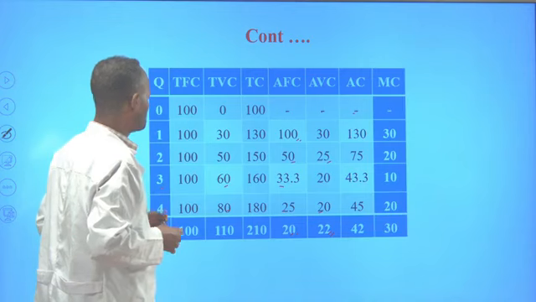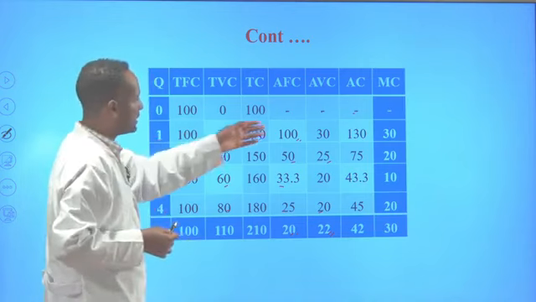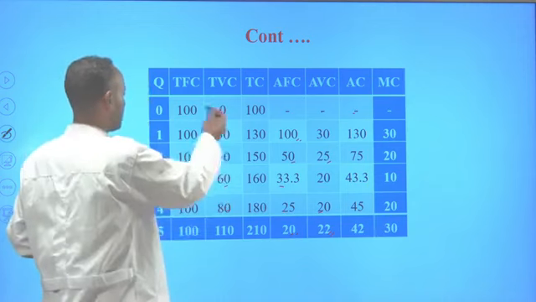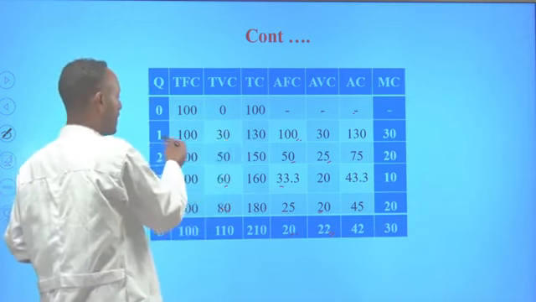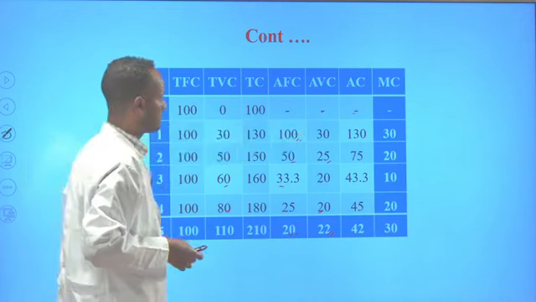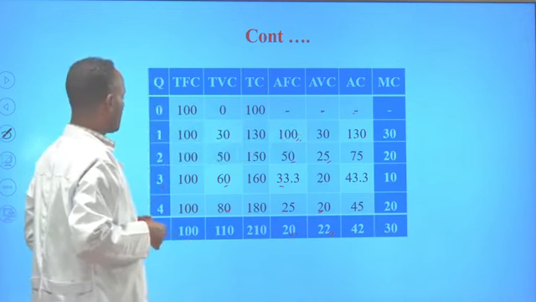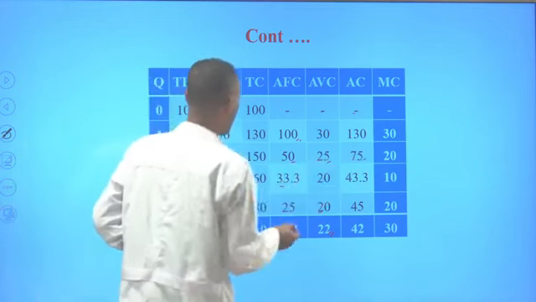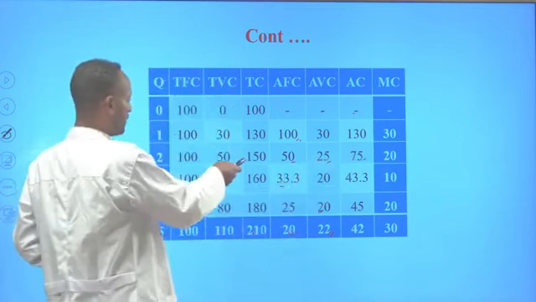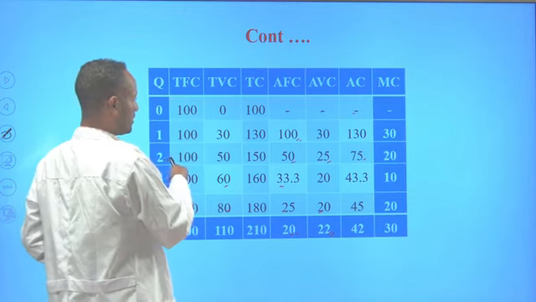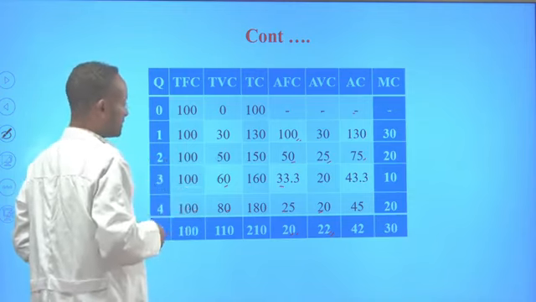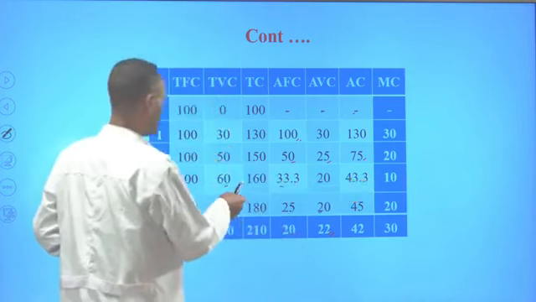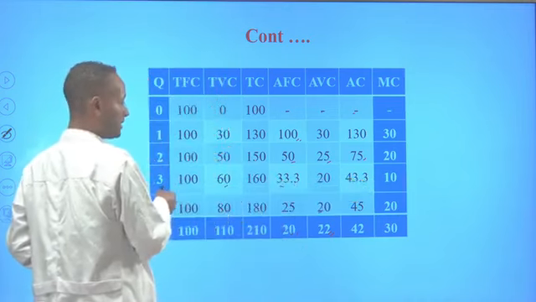The average cost of producing 1 unit of a commodity is 130 BR. It is calculated by dividing TC for Q. 130 divided by 1 is 130. The average cost of producing 2 units of a commodity is 75. It is calculated by dividing 150 for 2. And the average cost of 3 units of a commodity is 53.3. It is calculated by dividing 160 for 3.